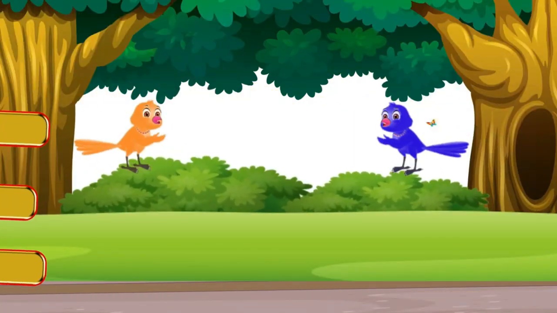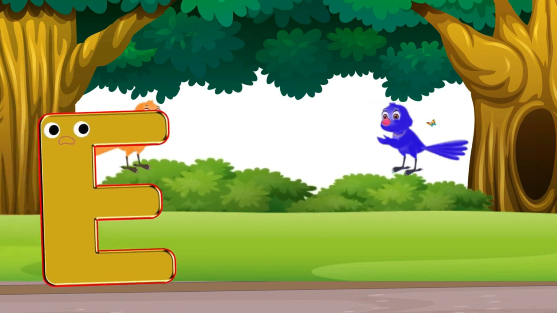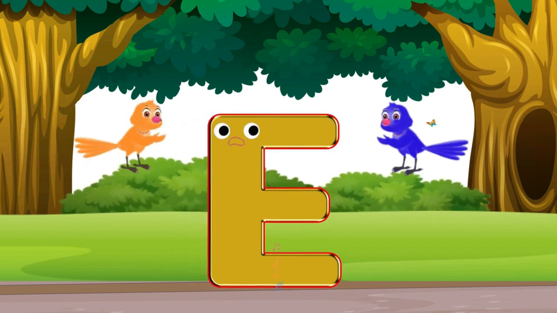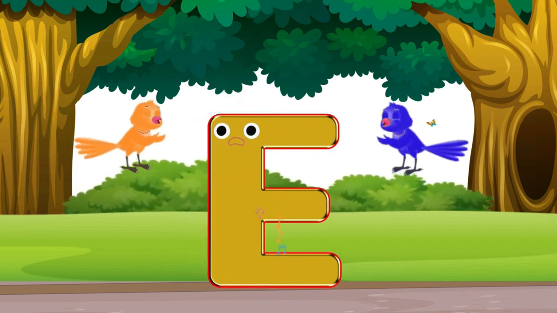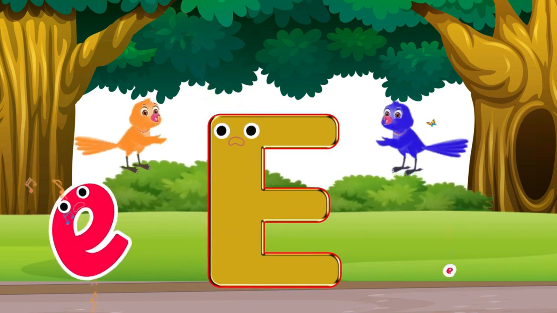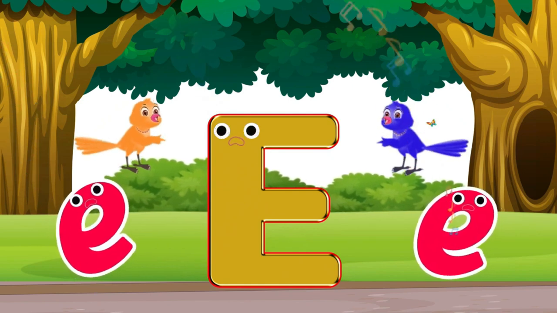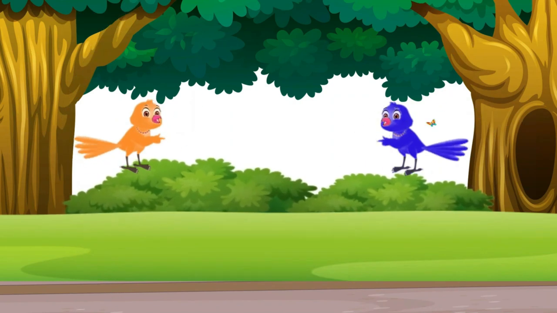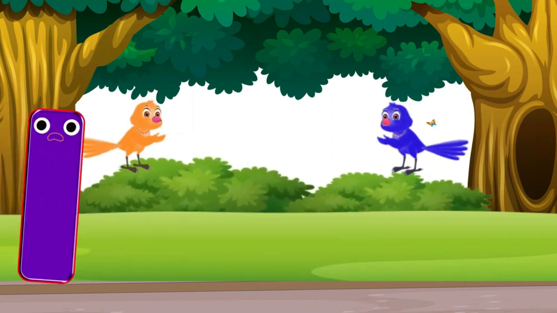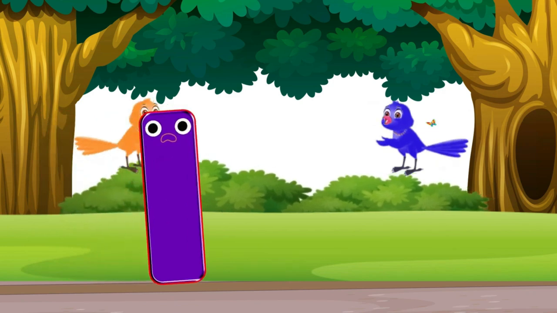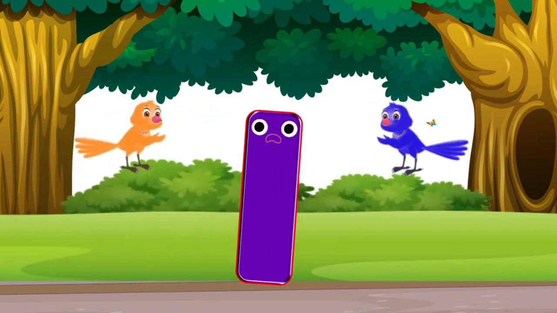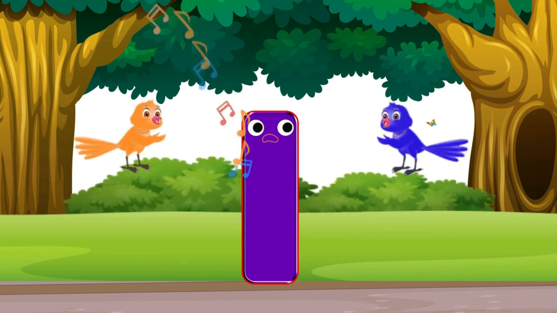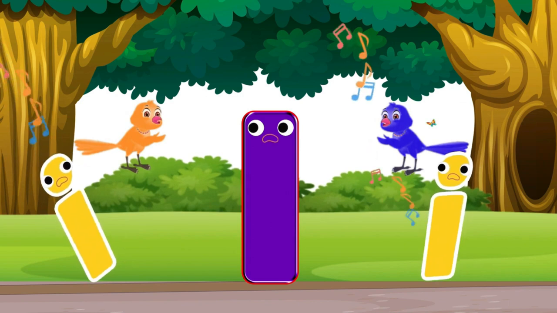Guess the letter of the alphabet. Marvelous! It is E and the sound of E is eh, eh, eh, eh. What is this letter? Yes, you're once again right. It is the letter I, and the sound of I is I, I, I, I.